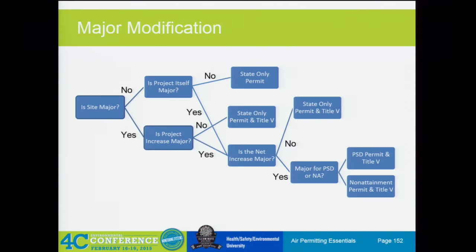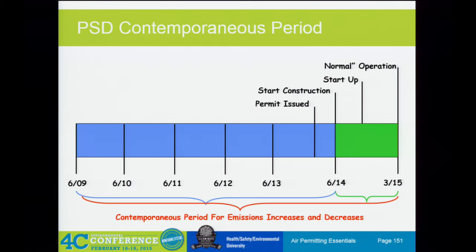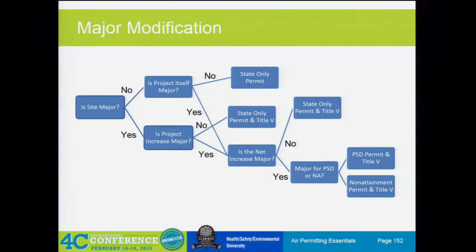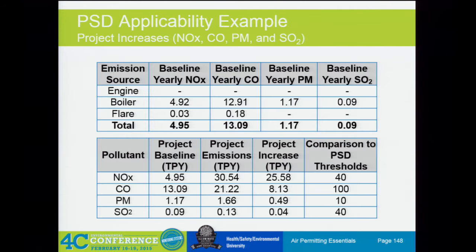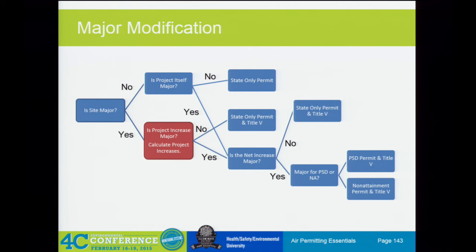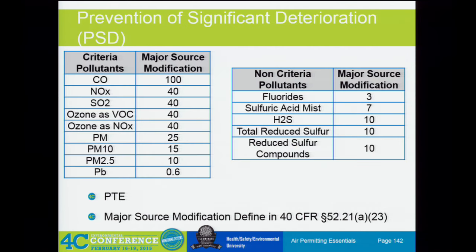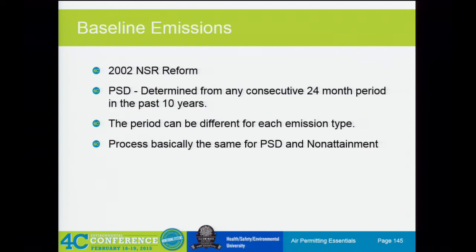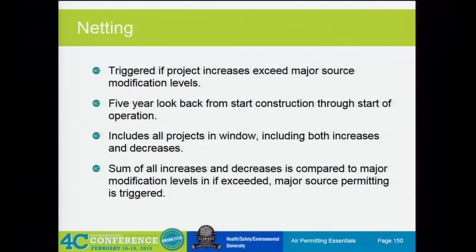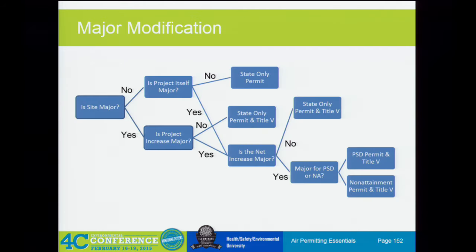So, is the net increase major? If it's not, so if we go through this netting process and the emissions are below the major modification levels, so I'll back up to this step. If we're looking at PSD, these are our major modification levels. If our net contemporaneous period is below these levels, then we only trigger a state-only NSR permit, and we'll have to have a Title V permit.